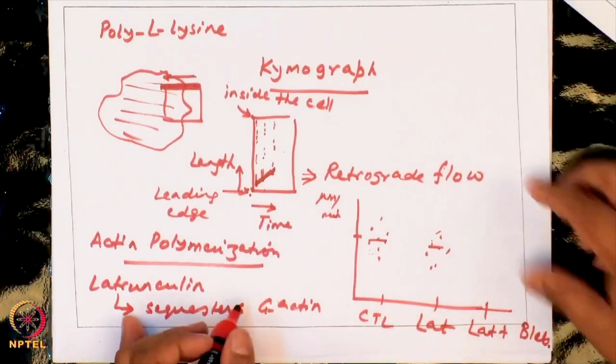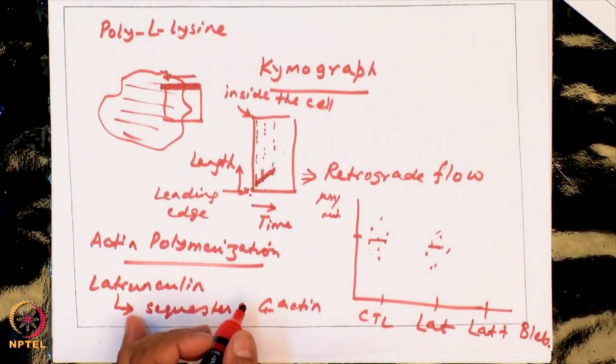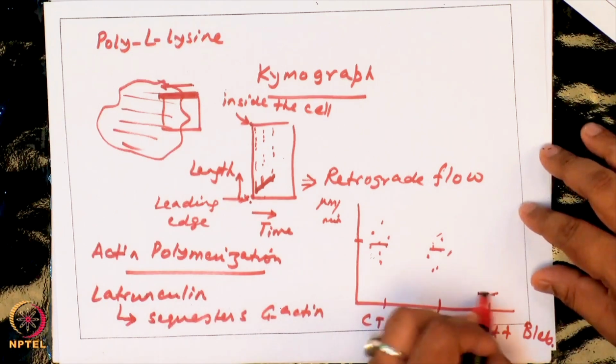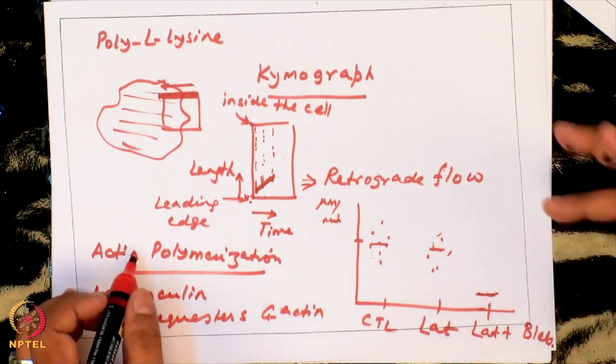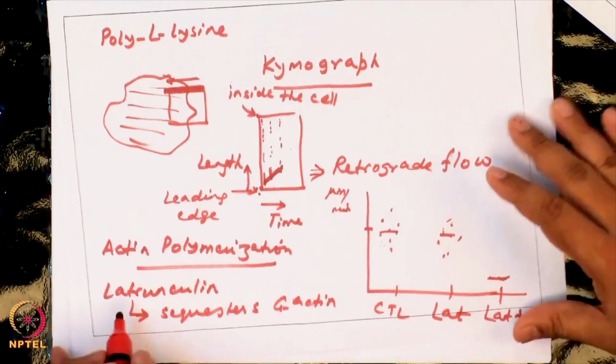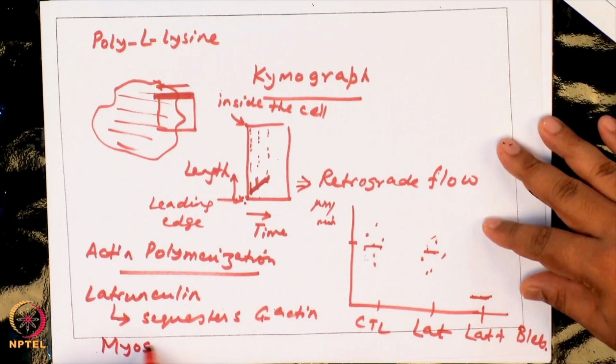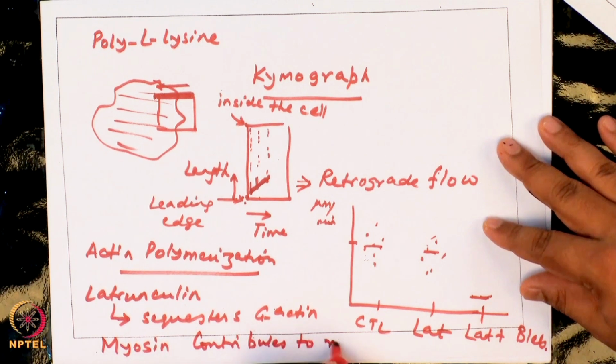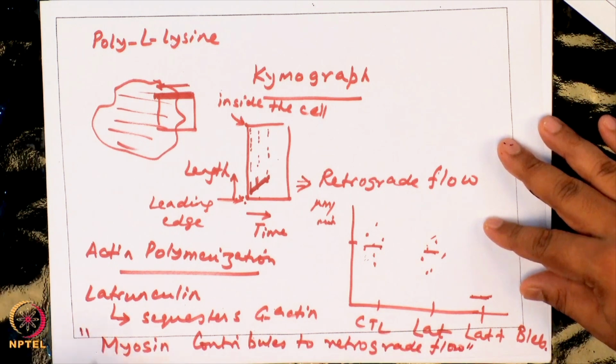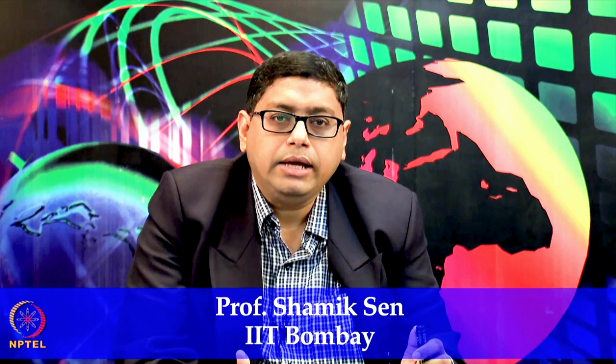Now, if this was true, then if you do experiments with latrunculin plus blebbistatin, blebbistatin is the myosin inhibitor, what they observed was that in latrunculin plus blebbistatin your retrograde flow is completely eradicated. So, this suggests that myosin contributes to retrograde flow. So, I will stop here for today and we will continue from here in the next class. Thank you for your attention.